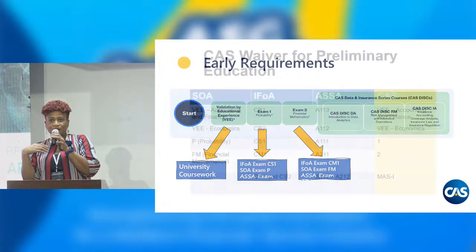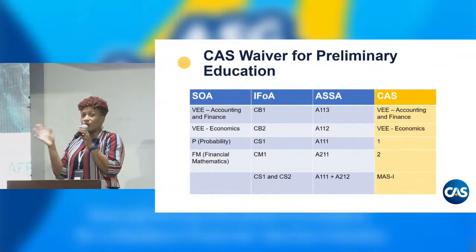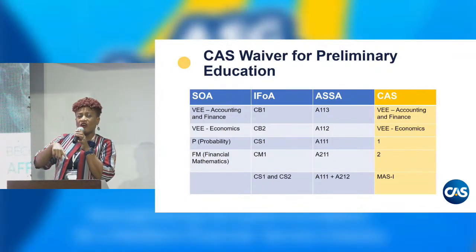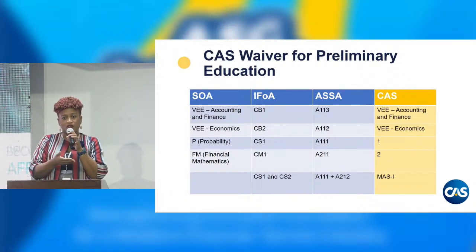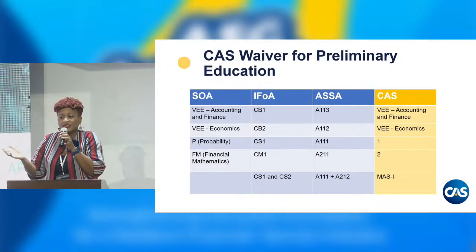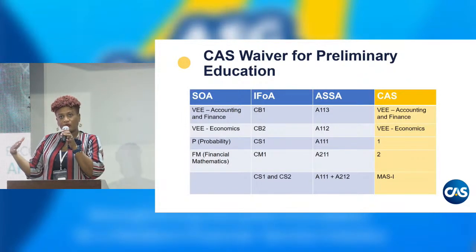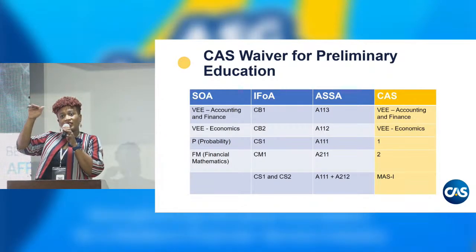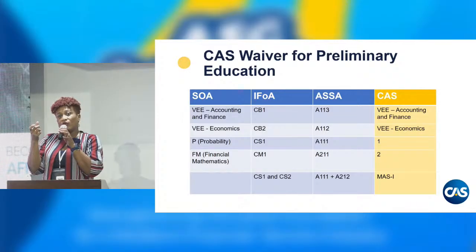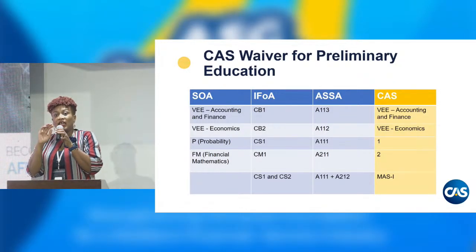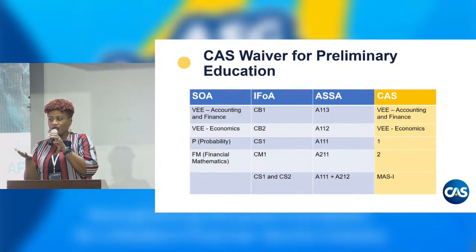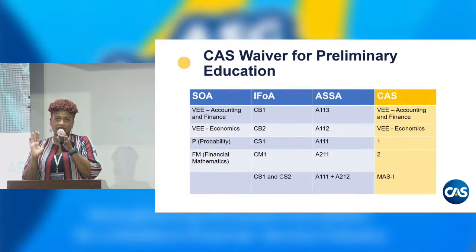Next slide, please. The CAS also has a waiver for preliminary education, because we do not necessarily offer the preliminary exams ourselves. For example, exam P is the same as the SOA one. We don't do it separately. Exam FM, same thing. This table shows you how you can get waivers for the various exams that you take with various bodies. As soon as you get the pass for it, we accept it. You just have to give evidence of your pass, and that's it.